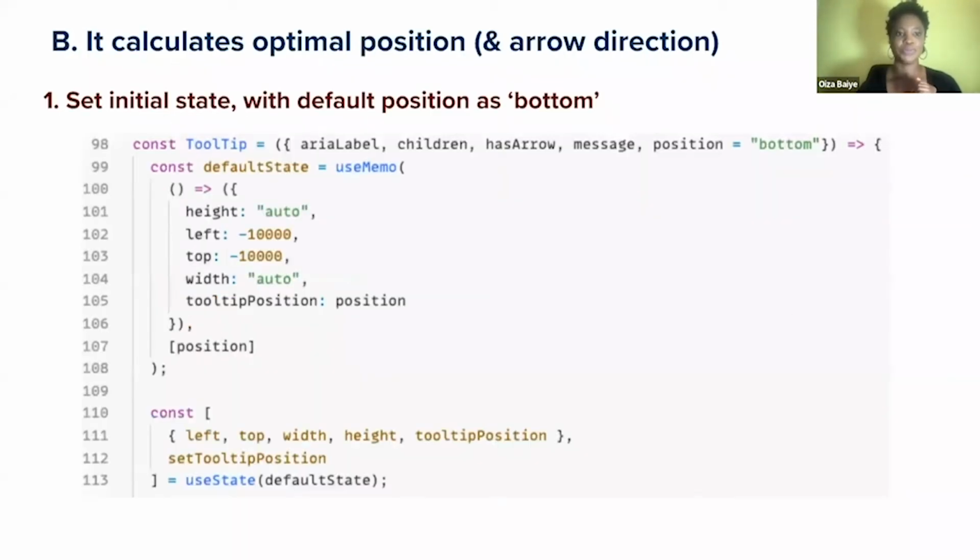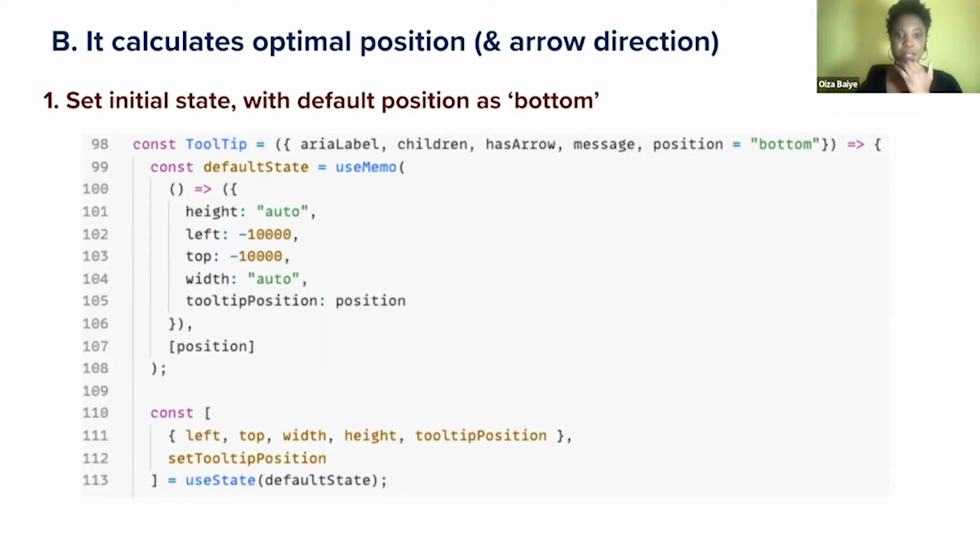All right, so let's talk about how we would calculate the best position for the tooltip in relation to the trigger. So first, you'll notice that the tooltip accepts props, including position and children. Children would be the trigger element. And we define the initial state, which is that the tooltip does exist in the DOM, but it's just way off screen and not visible. So it has position top being like minus 10,000 pixels, for instance.